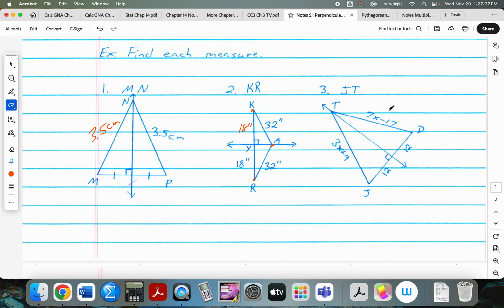And then the last one is just an algebra example, very much like the first one. We've got a perpendicular bisector of segment JD. Therefore, TJ and TD have got to be equal to each other. So 3x plus 9 is equal to 7x minus 17. That'd be 4x is 26. So x is 6.5.